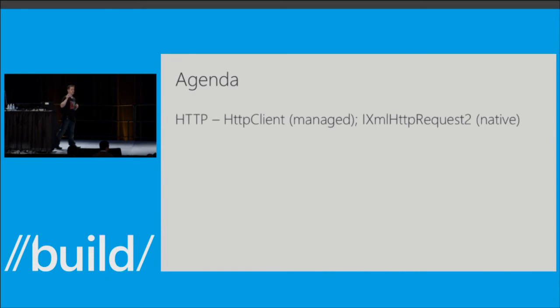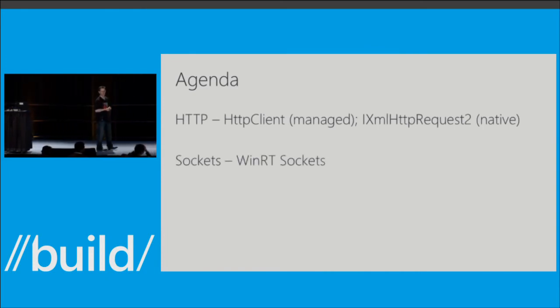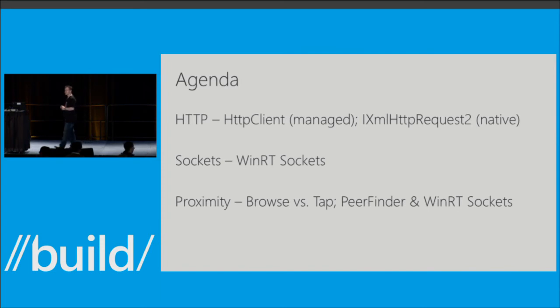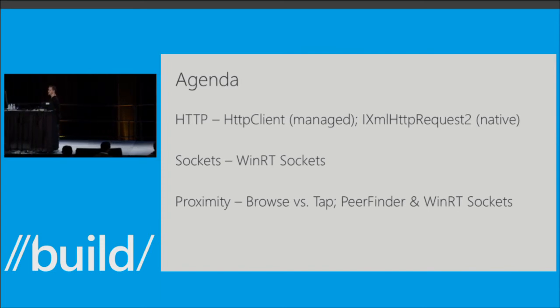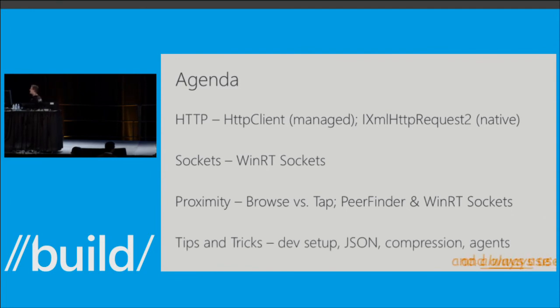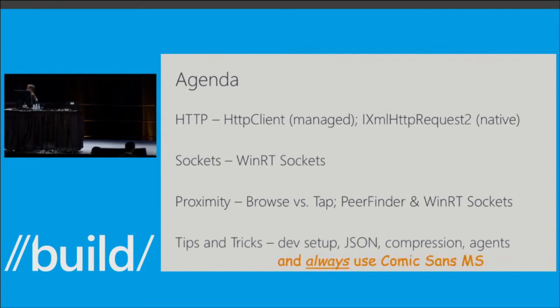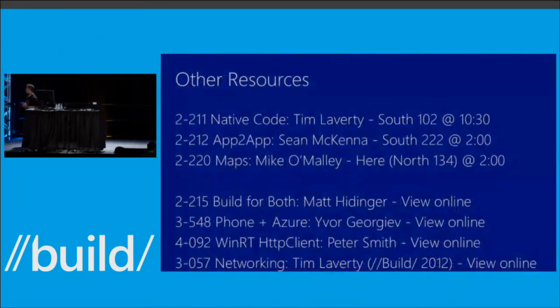So what do we do for the agenda? We talked about HTTP client and XML HTTP request for native code. We talked about WinRT sockets, and we showed some web browser code and some proximity code. We talked about proximity and how you can use the peer finder and sockets to write a simple game. And we had some tips and tricks around using Comic Sans MS and some other fun stuff like that.